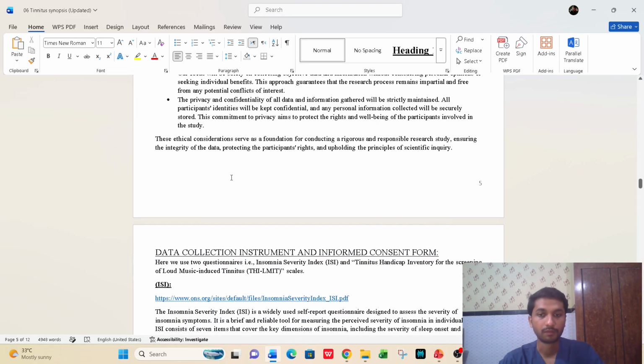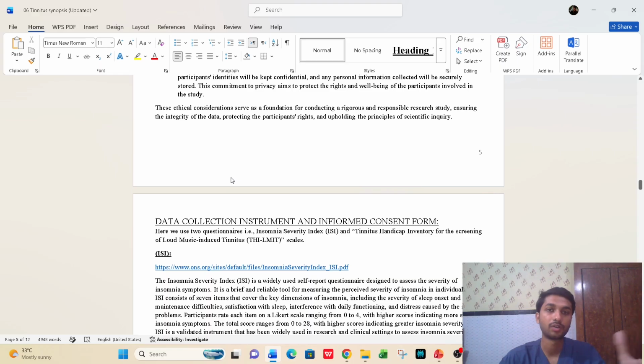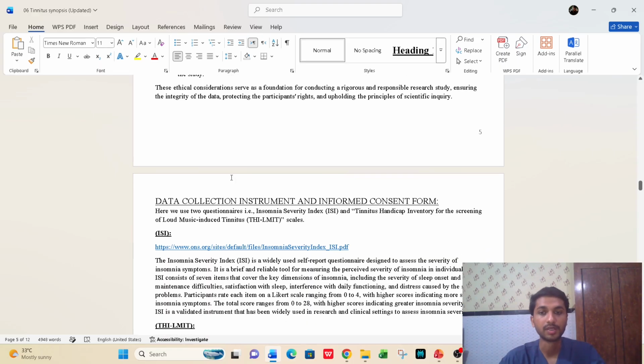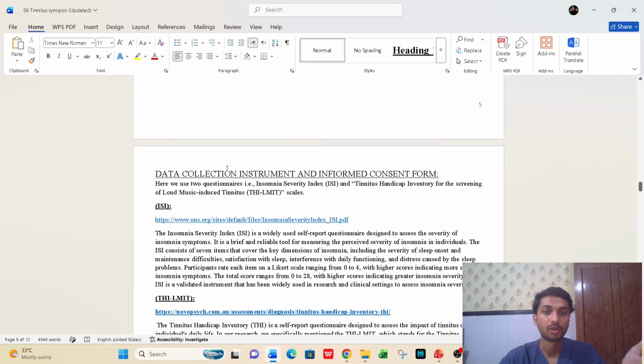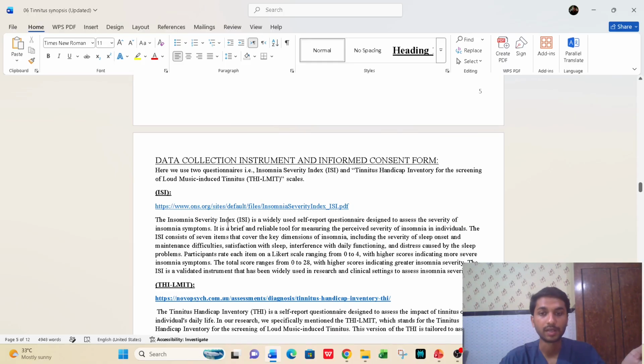And after that, what questionnaire you are trying to use, you also have to mention it. If the questionnaire is freely available on Google, you can also provide the link. You can also provide some details, like here, the Insomnia Severity Index is a widely used self-report questionnaire designed to assess the severity of insomnia symptoms. Okay, so you have to mention them.